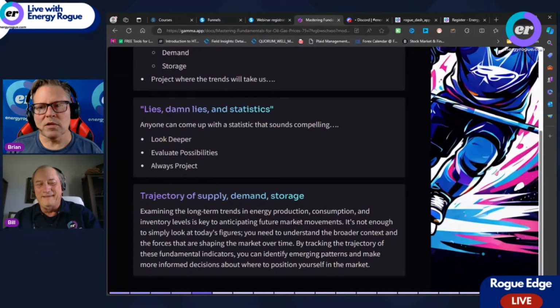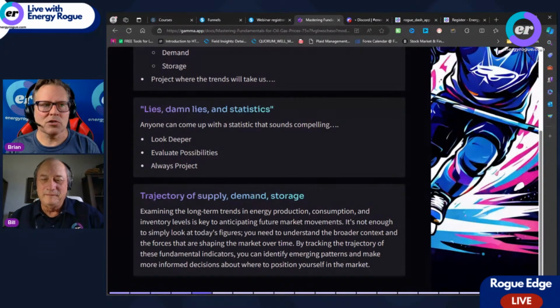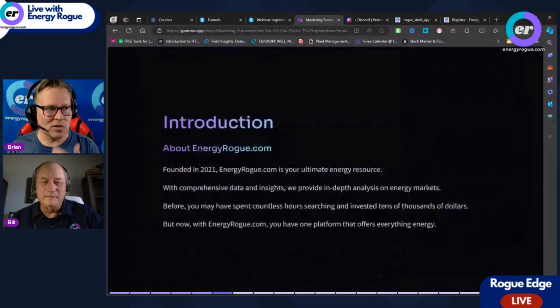So the trajectory of supply, the trajectory of storage, the trajectory of demand. Don't just look at where they are, but those are the three critical components. And what is supply? That is the production that comes out, how the generation happens. The demand is the consumption, whether it be on the natural gas side or the electricity side or the storage side of the equation.